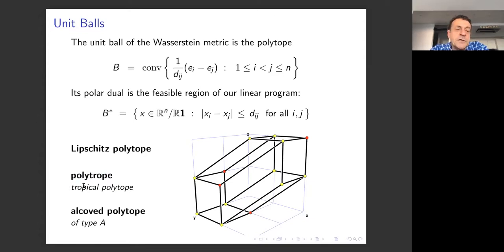In tropical geometry, there's a new book that I'd like to advertise. Michael Joswig just came out with a new book called Essentials of Tropical Combinatorics that's very much geared towards discrete optimization. And again, these polytropes play a big role. So this is the dual of the unit ball, it's the feasible region of the linear program.